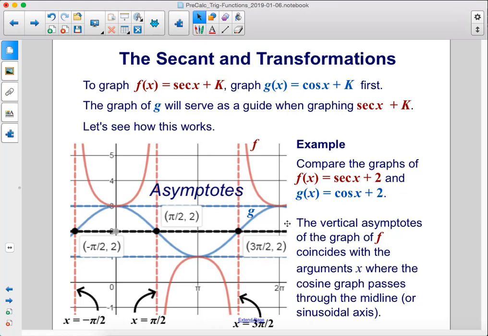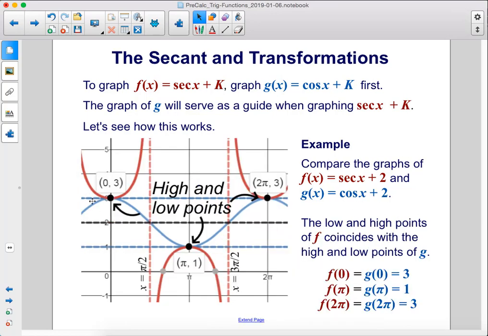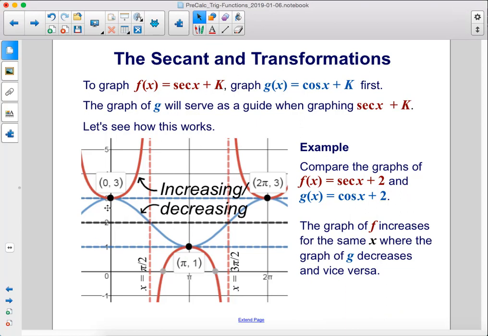The vertical asymptotes of the graph of f coincide with the arguments x where the cosine graph passes through the midline, or the sinusoidal axis. So here, where we pass through the midline, there will be a vertical asymptote there and there. The low and high points of f coincide with the high and low points of g. The graph of f increases for the same x where the graph of g decreases, and vice versa.